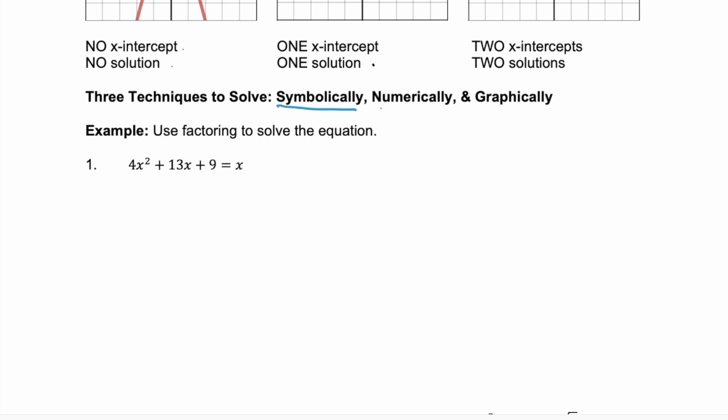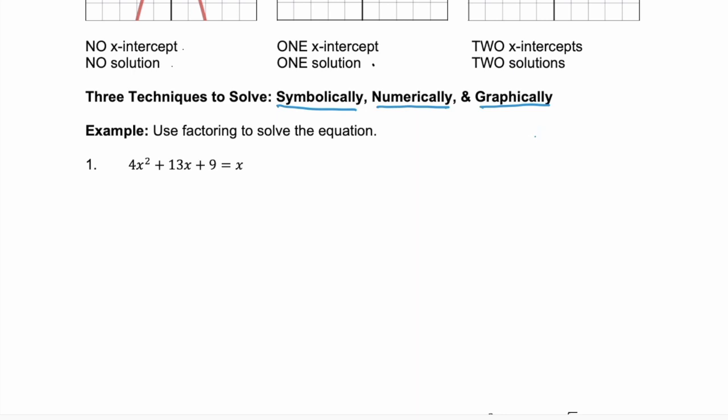Now, the next option is numerically. This is making a table of values, so picking x values and y values and solving. And then you're looking for those x-intercepts. Or graphically. Graphically is great, but again, if those intercepts aren't whole numbers, you could have some issues.